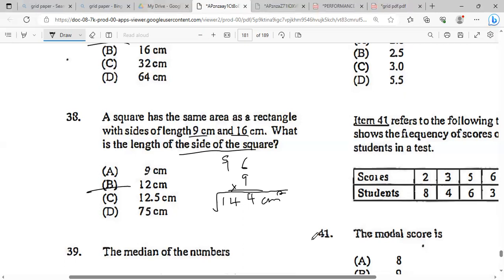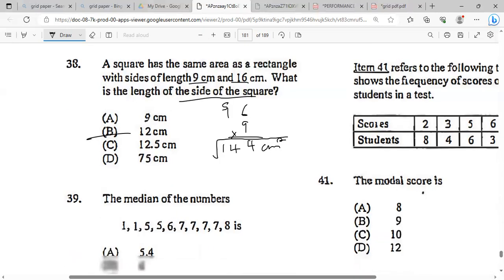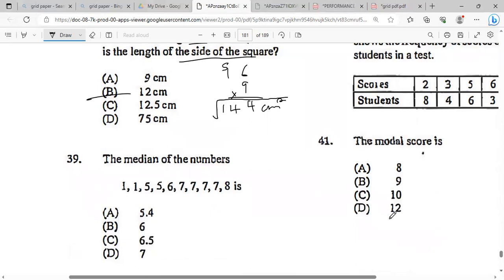All right, let's move on to 39. The median of the numbers is... all right, so for the median, it's already arranged in ascending order. So now I've got 3 here, so I got 3 from the side here, and that is 4, 4. So we have 6 and 7 in the middle. So that would be 6.5. All we do, we add both of them and then divide by 2. Let's move on to 40.